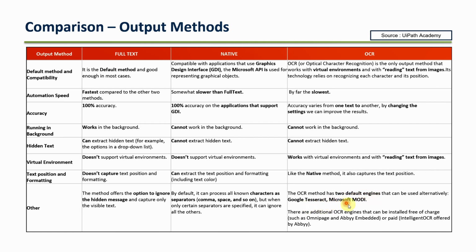The last one is the OCR method. By default the OCR has two engines, Google Tesseract and Microsoft Modi, right? But as an RPA developer, you always have an option to introduce a new OCR if the default OCRs are not working for you. And we have seen that UiPath OCR also was used, and it was able to extract my text, right? So this is the full comparison between full text, native and OCR, right?